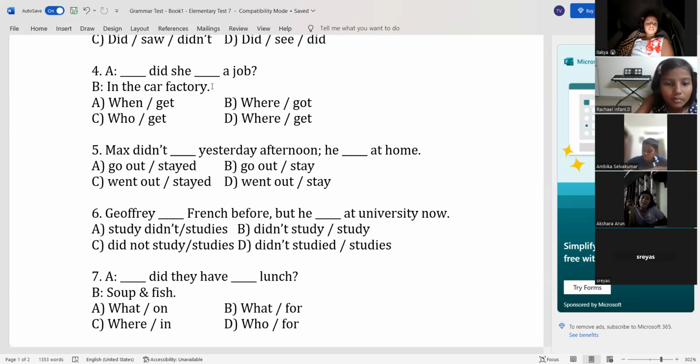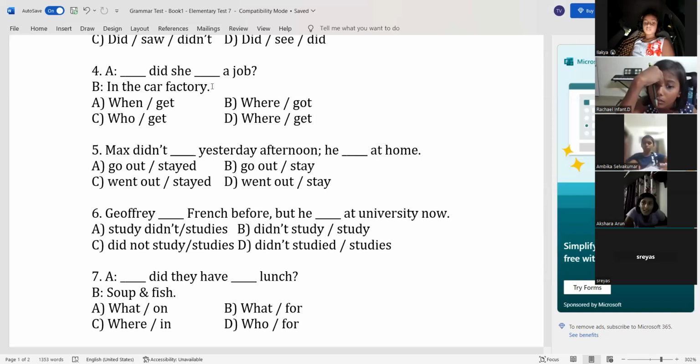Akshara, six. Geoffrey dash French before, but he dash at university now. Geoffrey did not study French before, but he studies at a university now. Options B, C and D. D. Dog or boy? Dog.